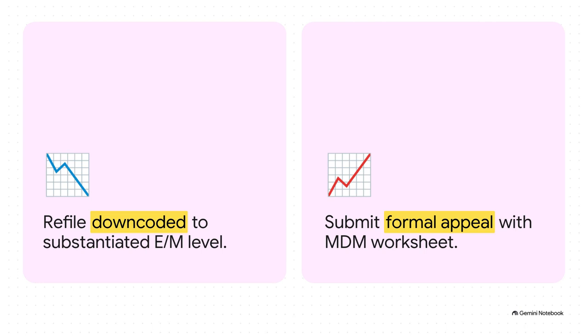But Path B, if your documentation is clinically solid and the payer just flat out made a mistake, you fight back. Submit a formal redetermination or appeal. Attach the progress note, clearly highlight the specific MDM elements, include your physician's MDM calculation worksheet, and cite the exact AMA guidelines to prove your case.